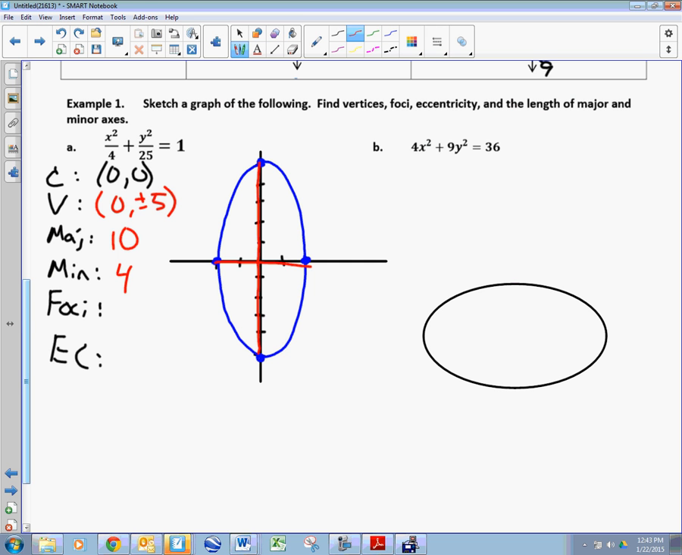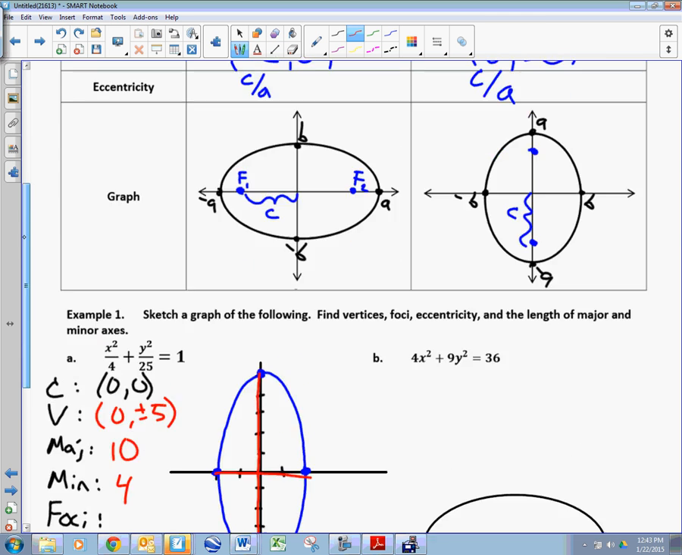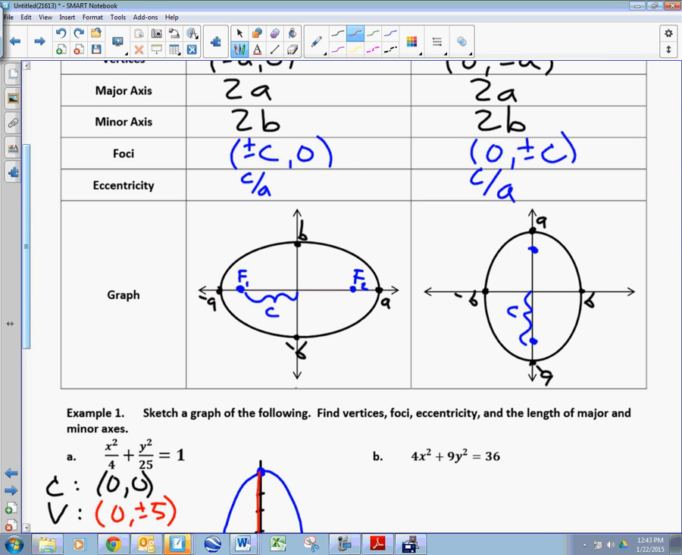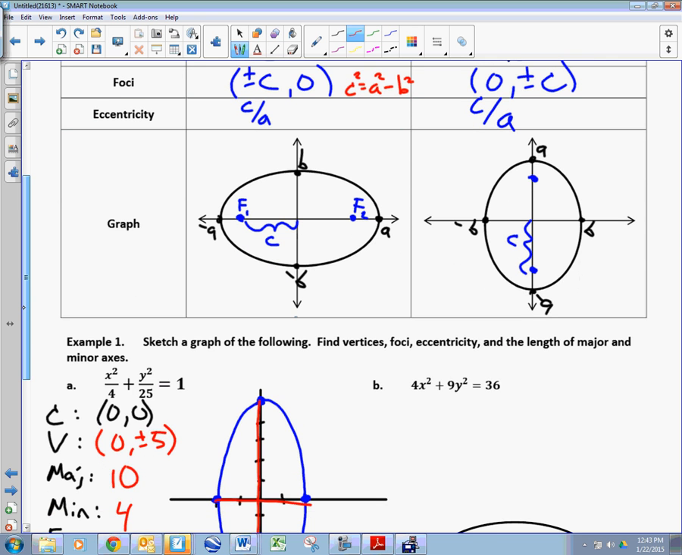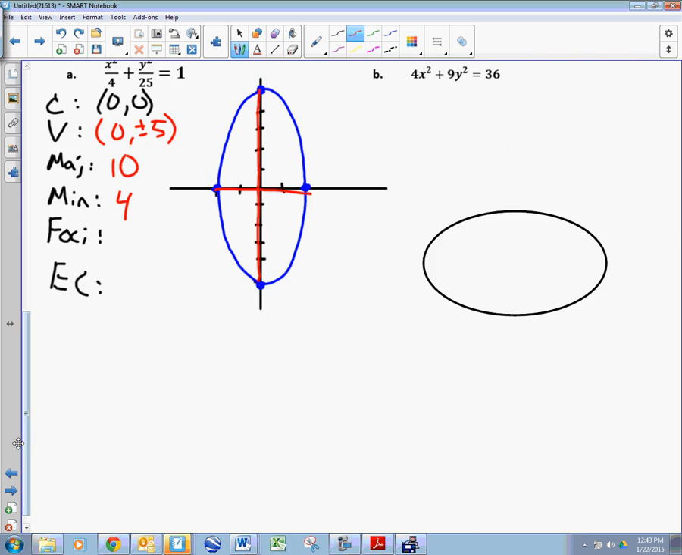Foci, I have to be able to find C. Oh, I didn't tell you that. Here's how we find C. C squared is equal to A squared minus B squared. So it's like the Pythagorean theorem, except instead of a plus, it's a minus. So C squared is equal to, A squared is always the bigger one. So what is it? 25 minus B squared, which is always the smaller one, 4. So C squared is 21. So C is equal to about 4.5.